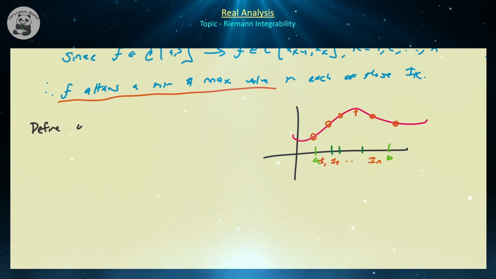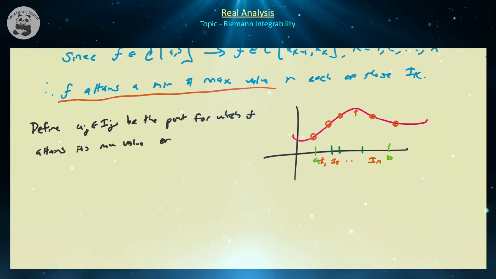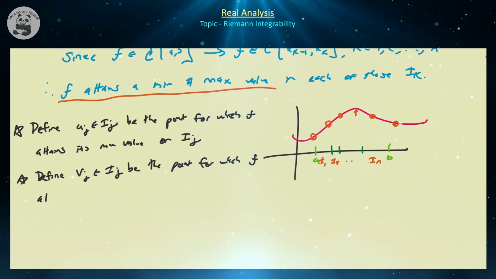So we're going to define u_j, a point in I_j, to be the point for which f attains its minimal value on I_j. So that's the first thing we're going to do. And we're also going to define v_j, also belonging to I_j, to be the point for which f attains its max value on I_j.